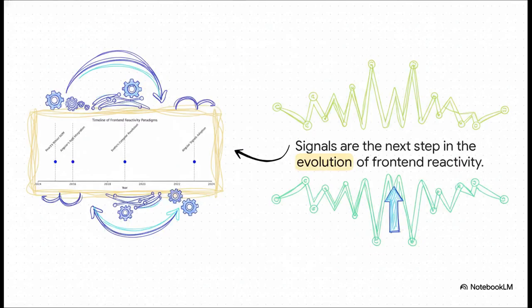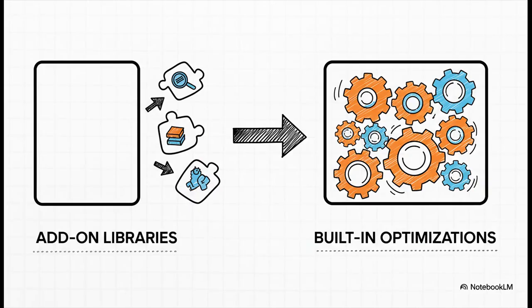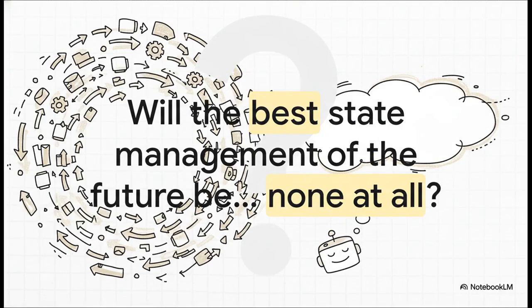Now, what's really interesting here is how this timeline places signals as the next logical step. It's part of a decade-long journey towards more and more efficient, fine-grained reactivity. So if there's one key takeaway, it's this: the whole frontier of state management is shifting. We're moving away from just adding clever libraries to our apps and moving toward deep compiler-level optimizations that make our frameworks faster by default. Which leaves us with a final, kind of provocative question. As these tools become more powerful and more integrated into the frameworks themselves, is the ultimate goal to make the complexity of state management just completely disappear for the developer?